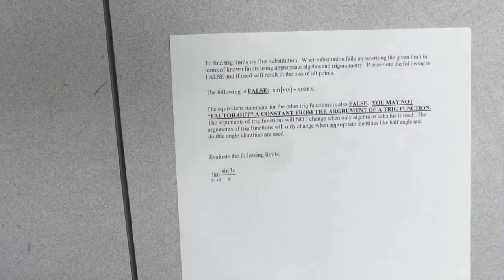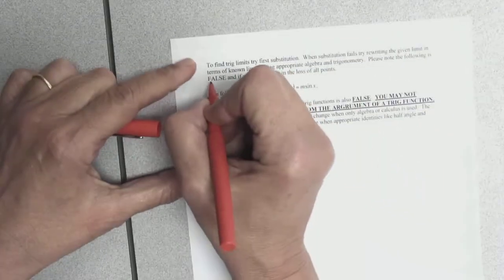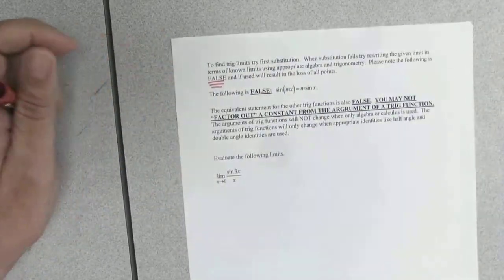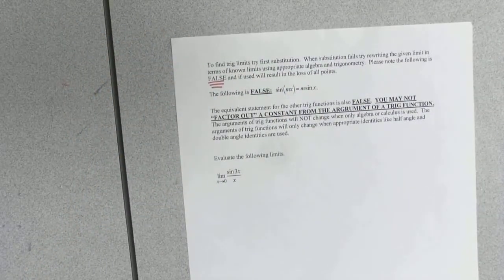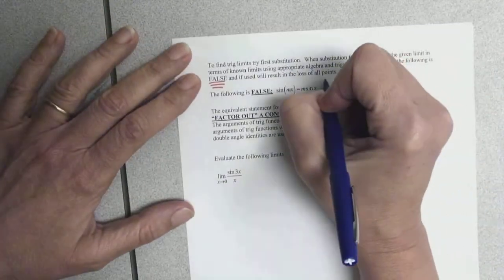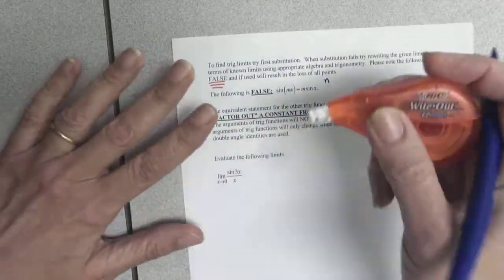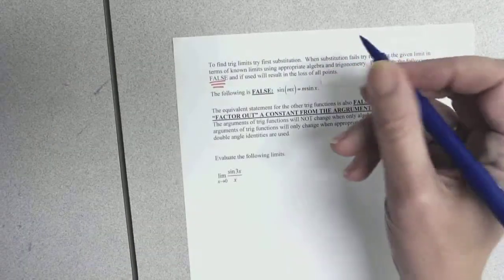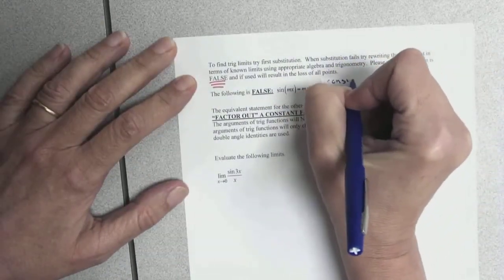Please note the following is false, and if used will result in the loss of all points. The following is false: sine mx equals m sine x. That is just completely wrong. Consider this. Students do it all the time, but consider this.